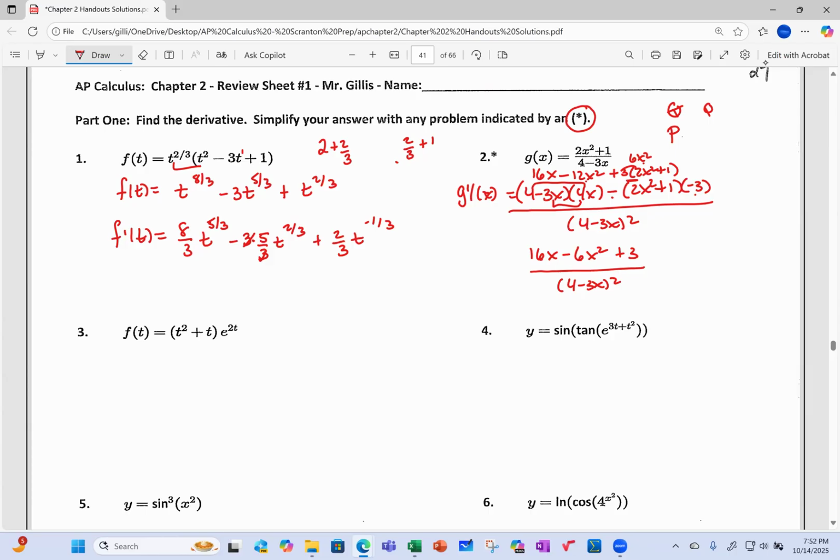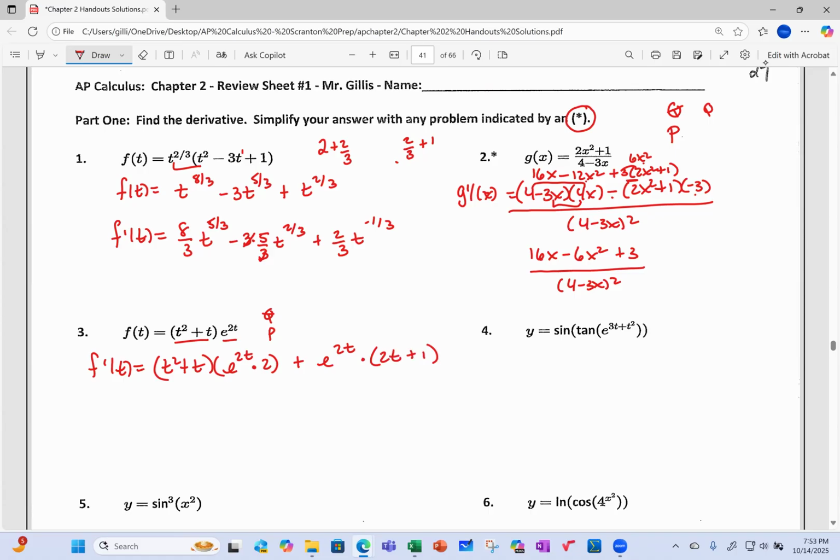Okay. Number 3, do we have a quotient? No. Do we have a product? Yes. And I'd probably do a product rule. You could distribute in that one, but I think a product rule is just as good. So it's going to be the first function, which is t squared plus t, times the derivative of the second, which is the function itself, e, times the derivative of the exponent, which is 2, plus the second, which is e to the 2t, times the derivative of the first, which is 2t plus 1.